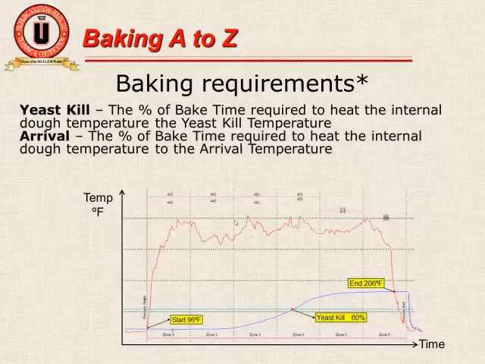There is the arrival temperature, which is also a percentage of the total bake time. That is defined as the time it takes to reach a particular temperature. In most cases, that temperature is around 200 degrees. And the targets we're shooting for, we'll discuss here in just a few minutes.